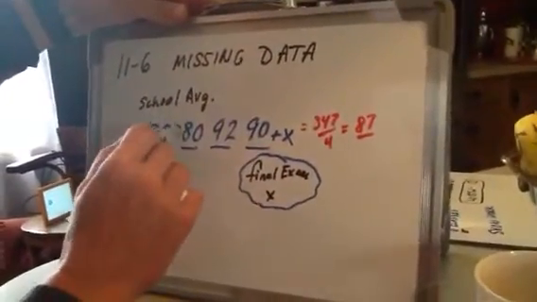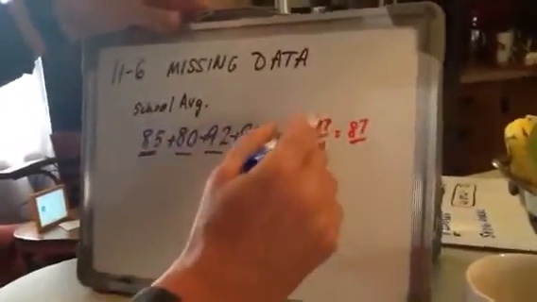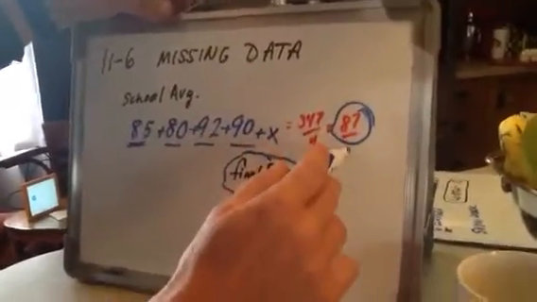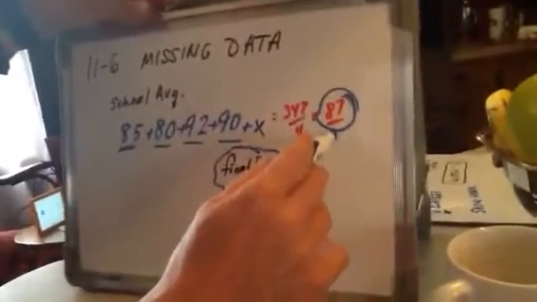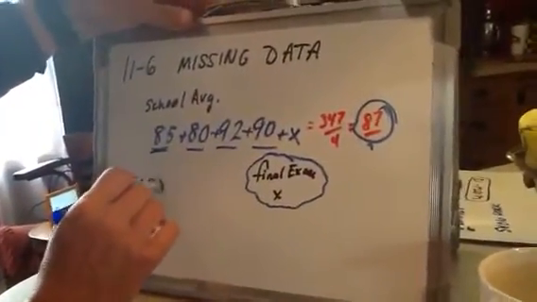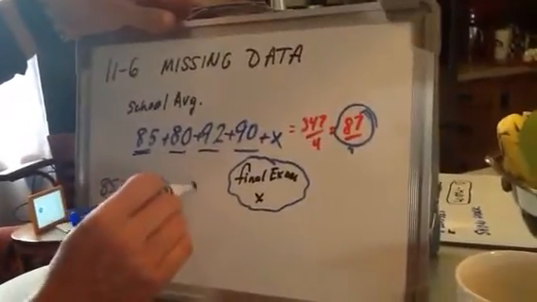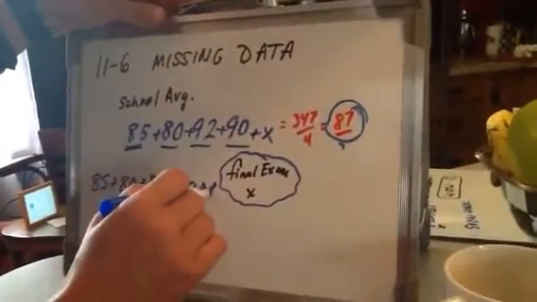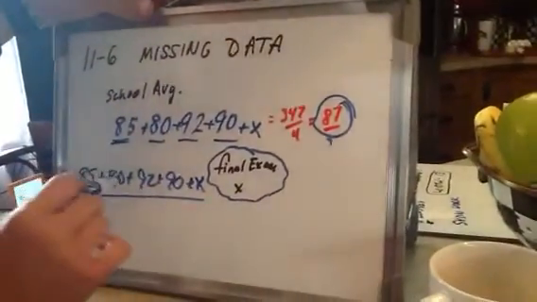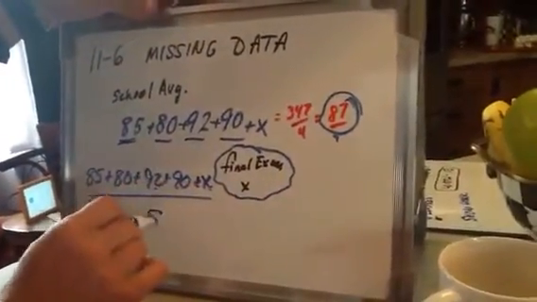Before I do that, just review. For a mean, we add. We got 347 divided by 4 is 87 final average. Well, I want that to be a 90 after the exam. So what we're going to do is take 85 plus 80 plus the third quarter plus the fourth quarter plus X. Now this is where most kids goof up. We divide it by 1, 2, 3, 4, 5.